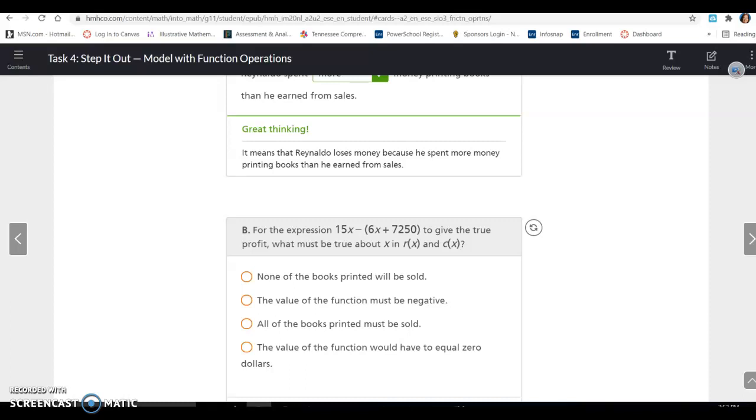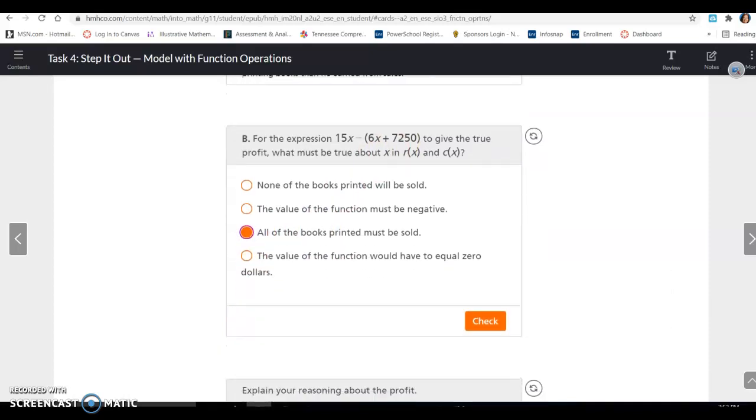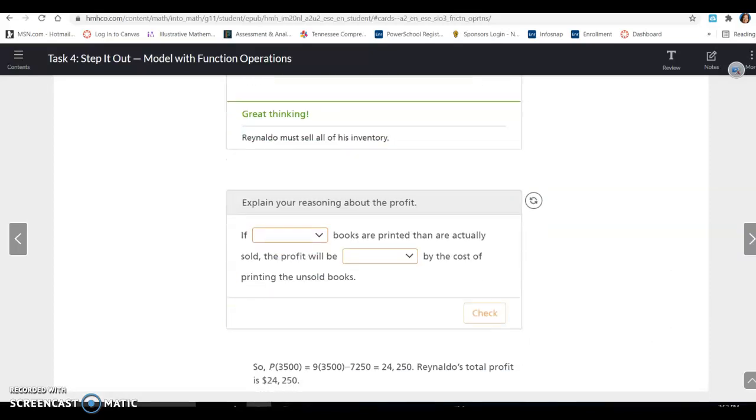So it says none of the books printed will be sold. The value of the function must be negative. All of the books printed must be sold. The value of the function would have to equal $0. So for the expression to give the true profit, you have to sell all of the books and minus the cost from that. So to find the true profit, you want to sell all of the books.